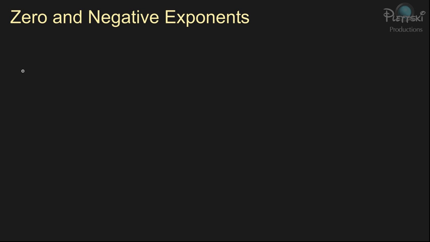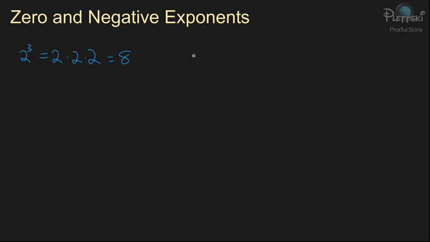Zero and negative exponents. Well, we already know how exponents work. When we have a number 2 raised to the third power, the 3 exponent tells us to multiply 2 times 2 times 2. You multiply the base 3 times. So 2 times 2 is 4, times 2 is 8.